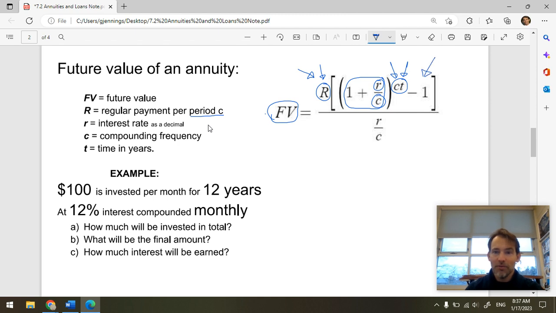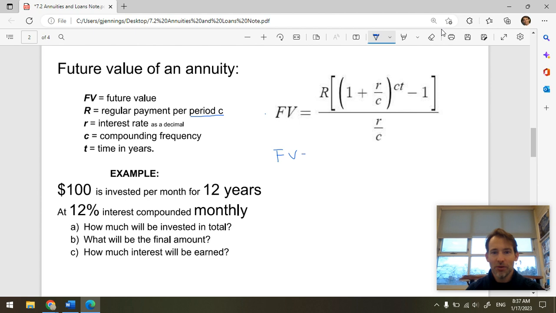We subtract 1 there, and then we're going to be also dividing by your interest rate per compounding period, which is r over C. Now that's a lot of arrows. Let's take a look at one way that you'll sometimes see this formula written down, which looks a lot simpler.